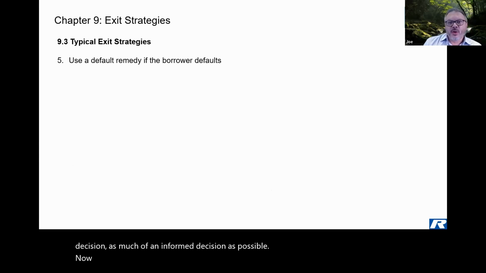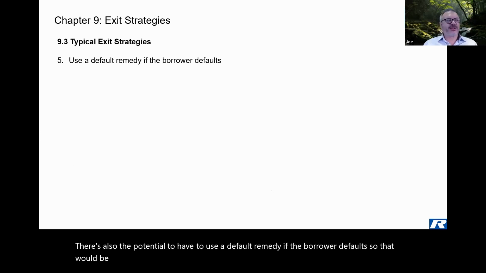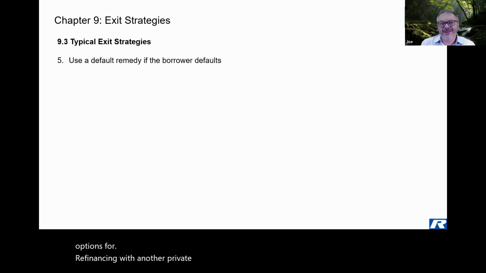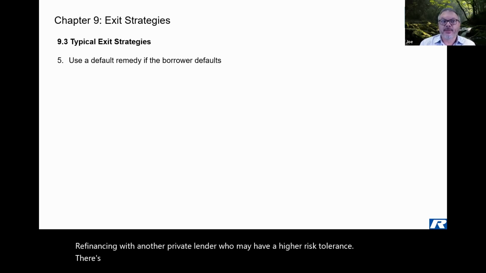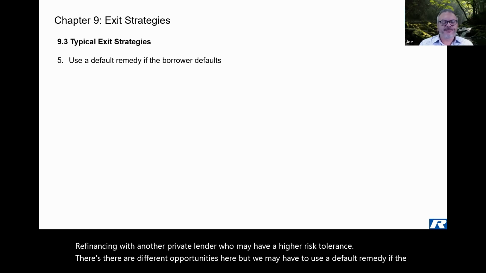Now, there's also the potential to have to use a default remedy if the borrower defaults. So that would be an exit strategy. And that's where we look at the current loan to value and the options for refinancing with another private lender who may have a higher risk tolerance. There are different opportunities here, but we may have to use a default remedy if the borrower defaults.